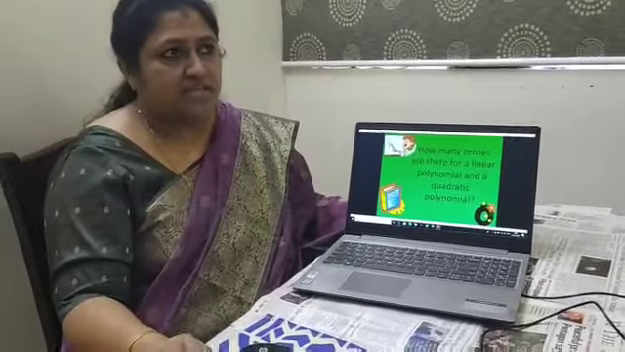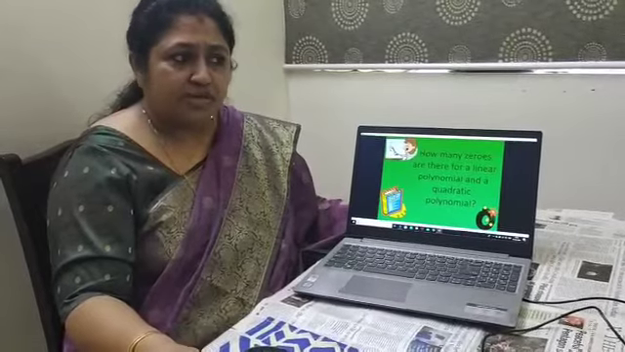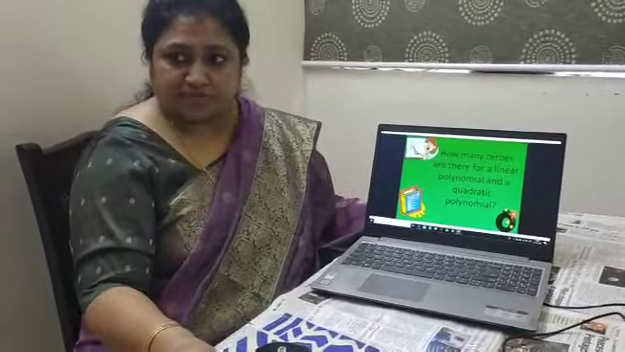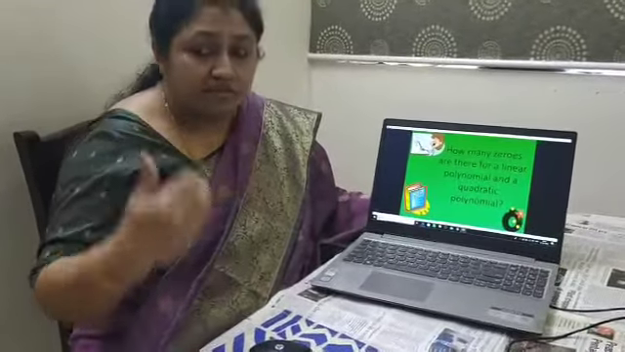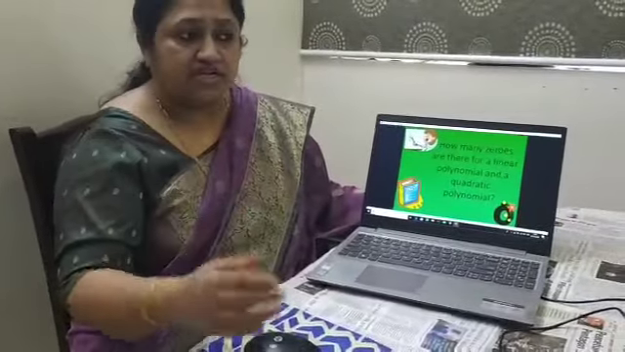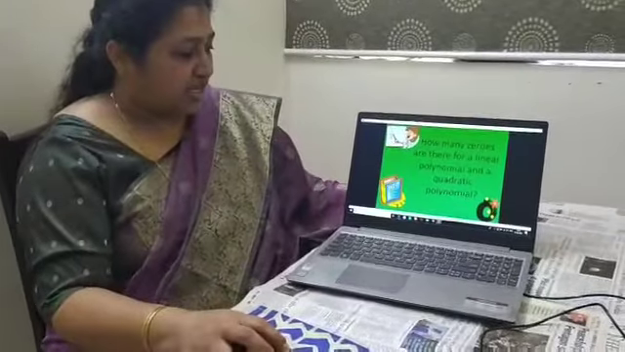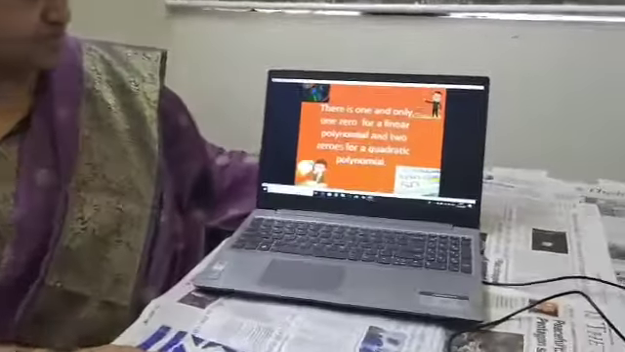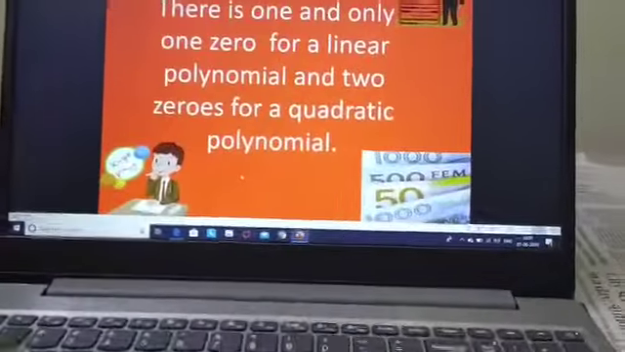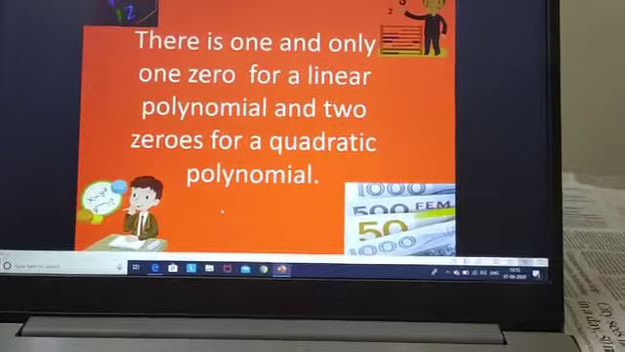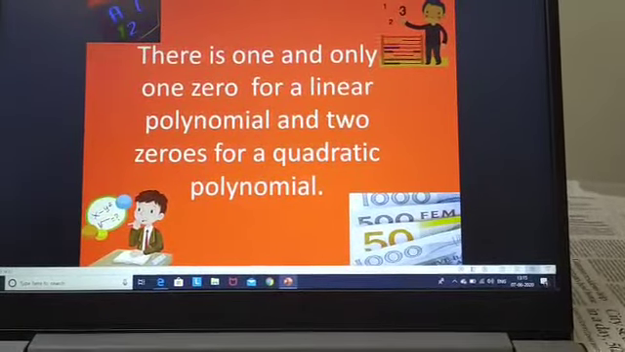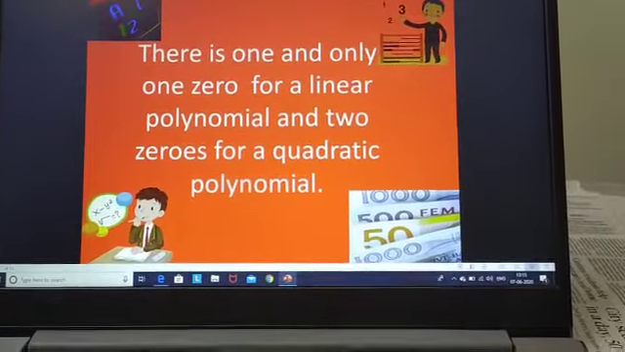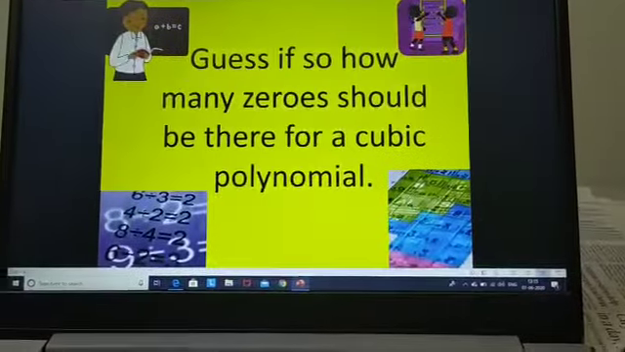For example, I can give you an example. x square minus 4 is a quadratic expression. We will come to the equation later, after completing the quadratic polynomial. Now I will give you another example here. Just go through this slide. There is one and only one zero for a linear polynomial and two zeros for a quadratic polynomial. Linear means 1, quadratic means 2, so there should be 2 zeros for the quadratic polynomial.